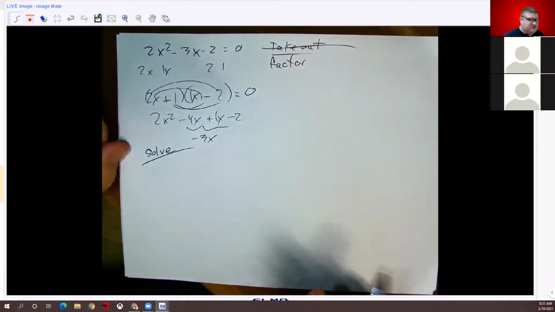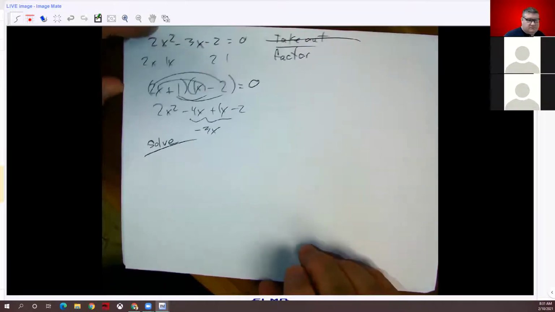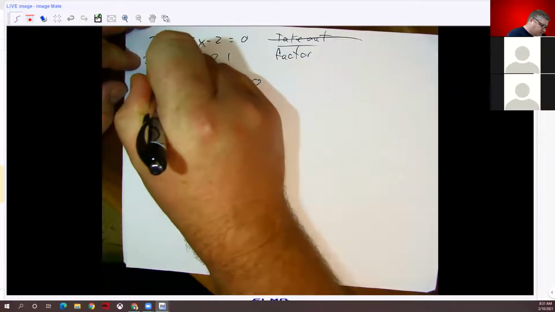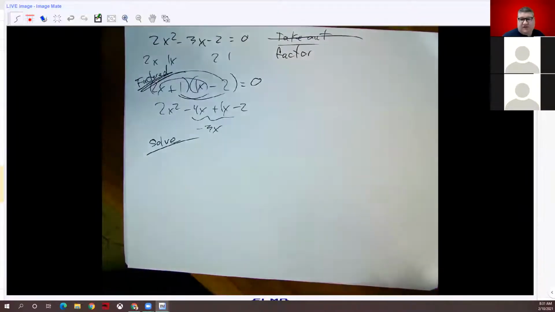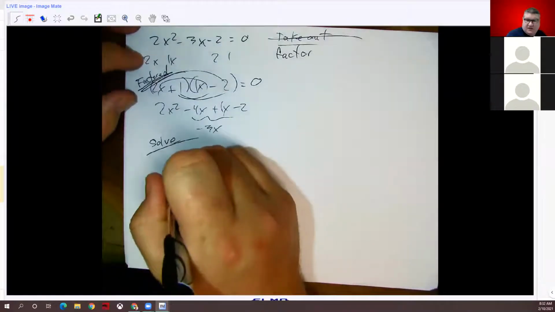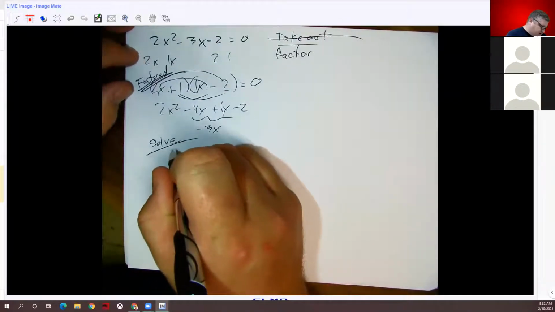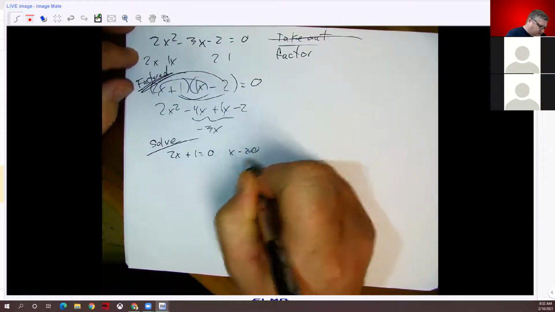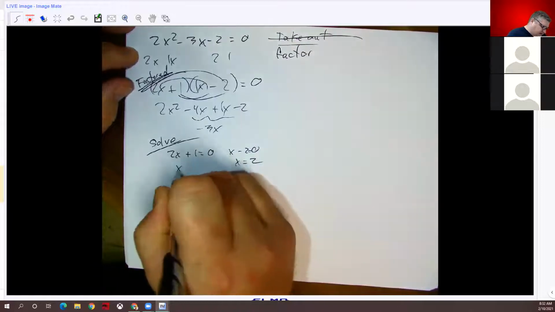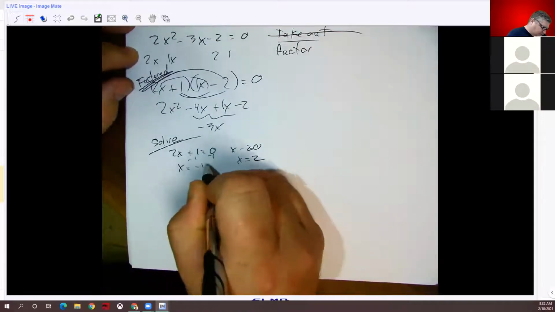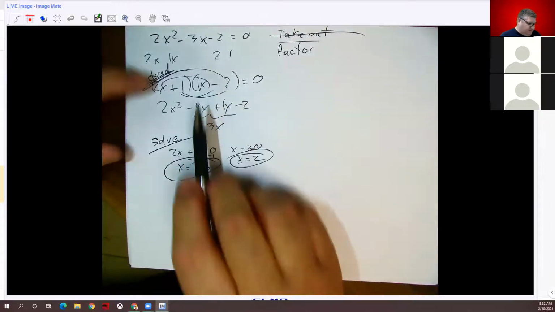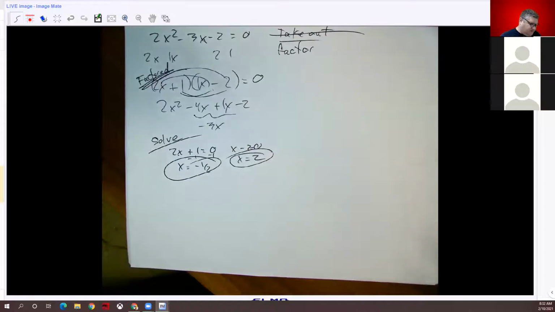Now, what do I need to do to solve it? What do I need to do to finish solving it? Because right now it's factored, but I want to solve it. Let it equal 0. Very good. 2x plus 1 equals 0. x minus 2 equals 0. x equals positive 2. x equals negative 1/2. Okay, so we have factored, we have solved. Very good. And that's as far as I needed to go.